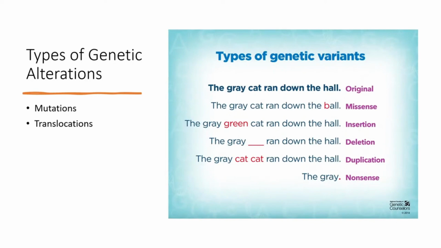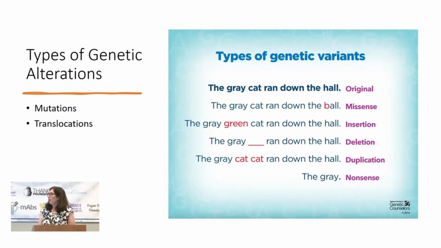So when we think about these genetic alterations, what are they? What do they mean? Well, we'll use an analogy here, thinking of the DNA as a sentence, where we have a series of words. So in this case, the gray cat ran down the hall. And there can be small changes in that sentence that change what the sentence means. And in the sense of a tumor, it can change the way that a tumor behaves. There can be single base pair changes, those missense changes, that first example there, where the H becomes a B, a single change that changes what it means. The gray cat ran down the ball.